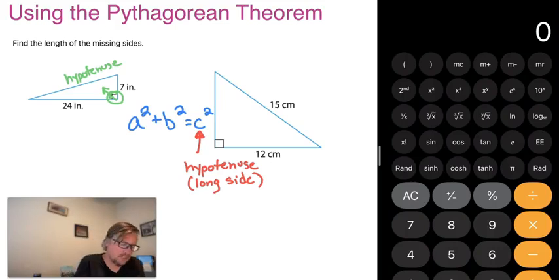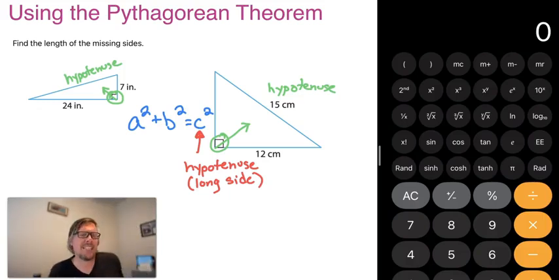So in this second triangle here, here's the right angle. The hypotenuse then would be the length 15. It is opposite the 90-degree angle. Which side is a and which side is b doesn't really matter. Those are interchangeable. They just have to be the two legs. The important part is that the c must be the hypotenuse in order for the Pythagorean theorem to work.